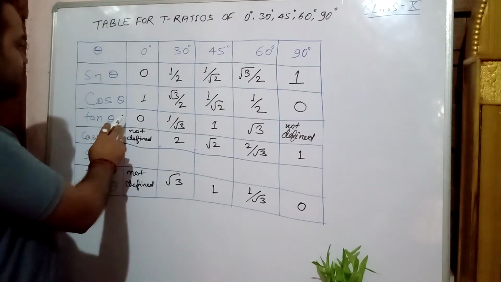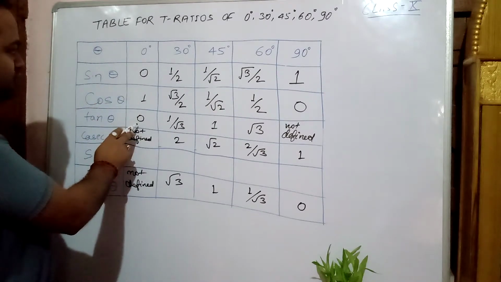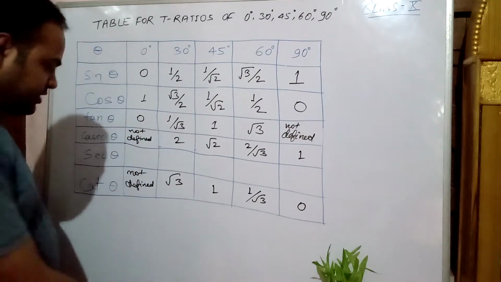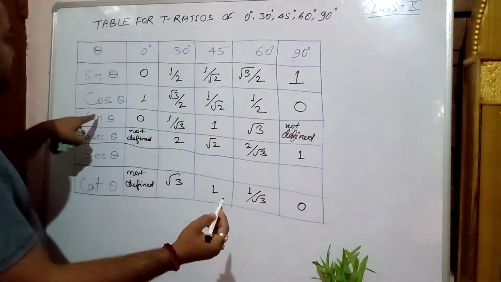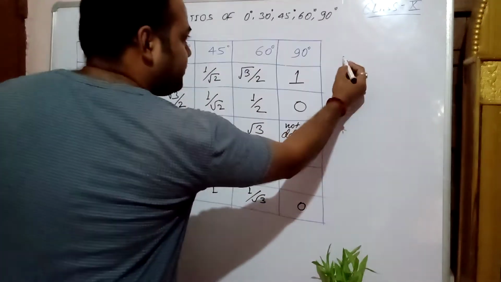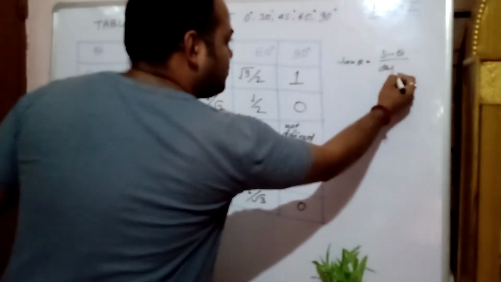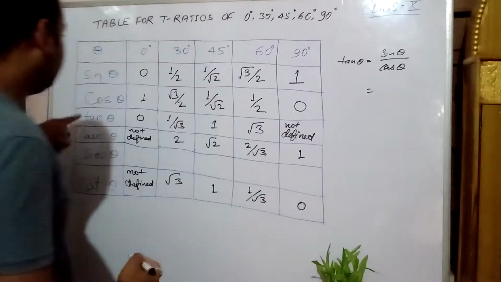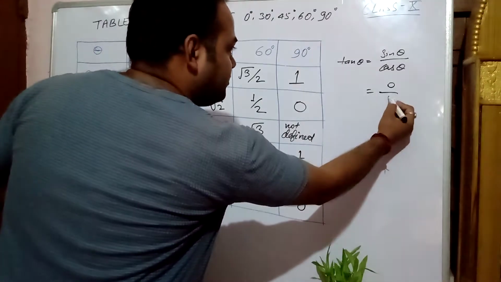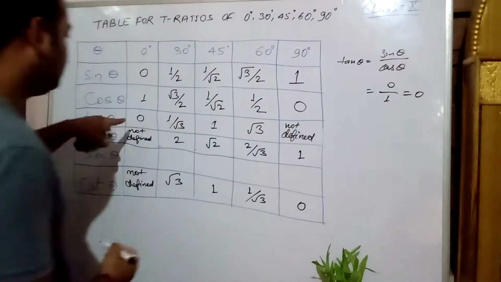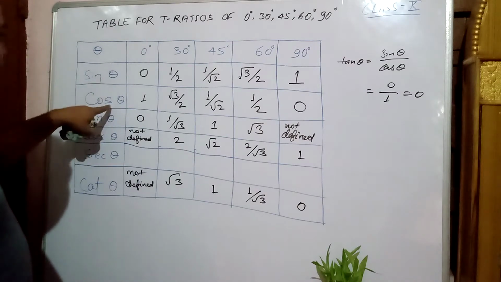Tan theta, in the tan theta you have to just divide this by this, 0 by 1 is 0. If you want to understand, then see here, tan theta means sin theta by cos theta. Tan theta is equal to sin theta by cos theta, 0 by 1. 0 by 1 means 0. You got 0. Again tan theta is equal to sin theta by cos theta.